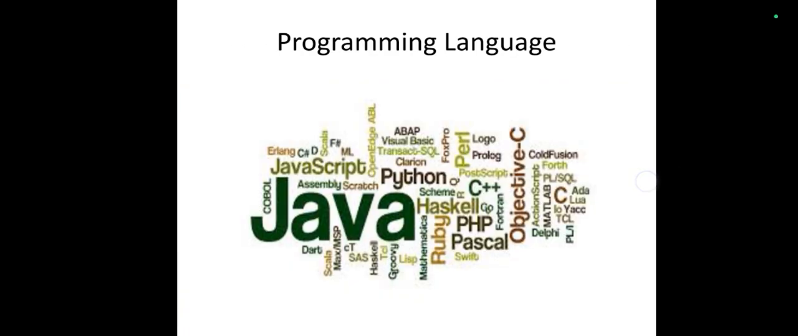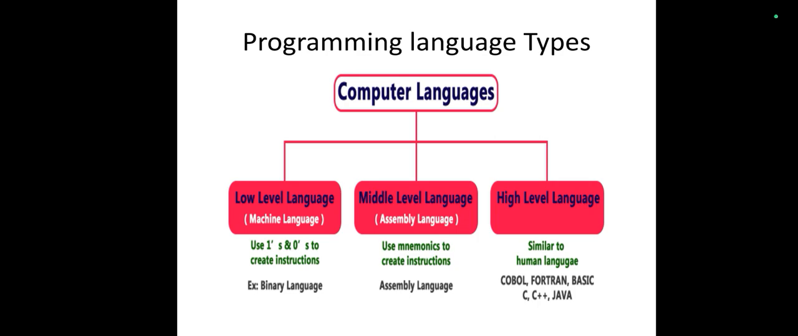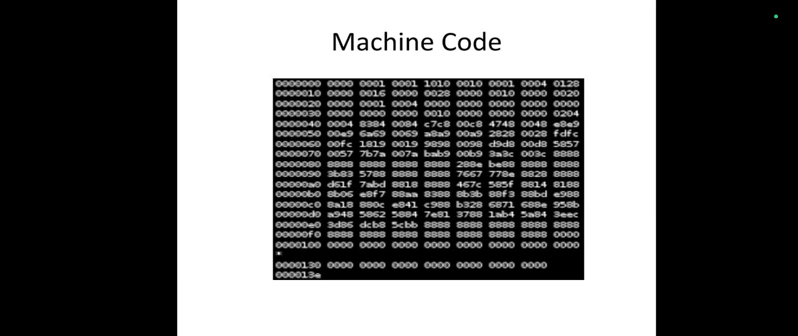Programming language. There are three types of programming languages, namely the low level, middle level, and the high level languages. The low level language is composed of zeros and ones, while the high level language is similar to the human language. Example of low level language is binary language, and example of high level language includes C, C++, Java, and Python. So this is what a machine code looks like.